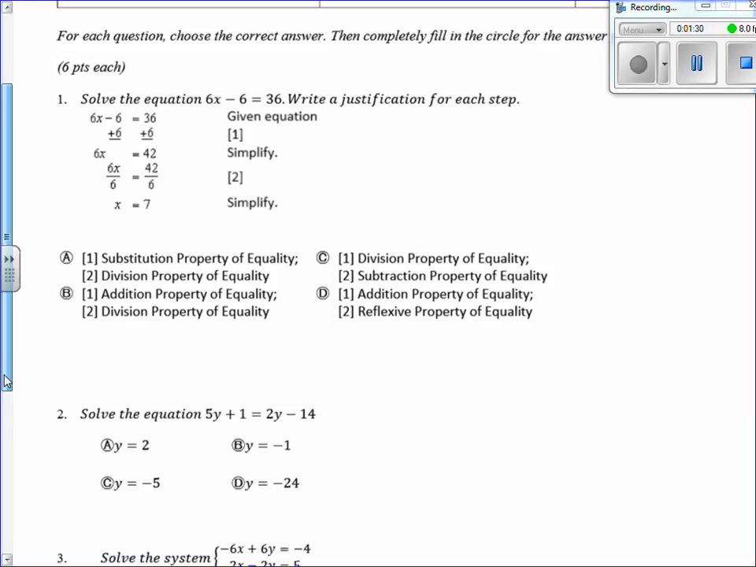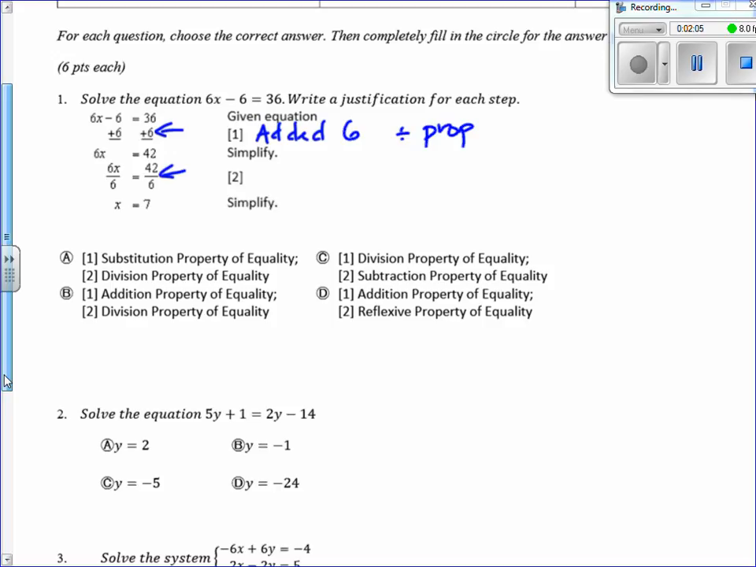So let's get going. Number one, solve the equation, write a justification for each step. So basically, we're looking for justification for this step here and for this step. So all we do is first look down at our answer choices, and we're looking for properties. So now, what property was used in this very first step? Well, what is the math that's being done? We added the same number to both sides. And so that's going to be your division property.